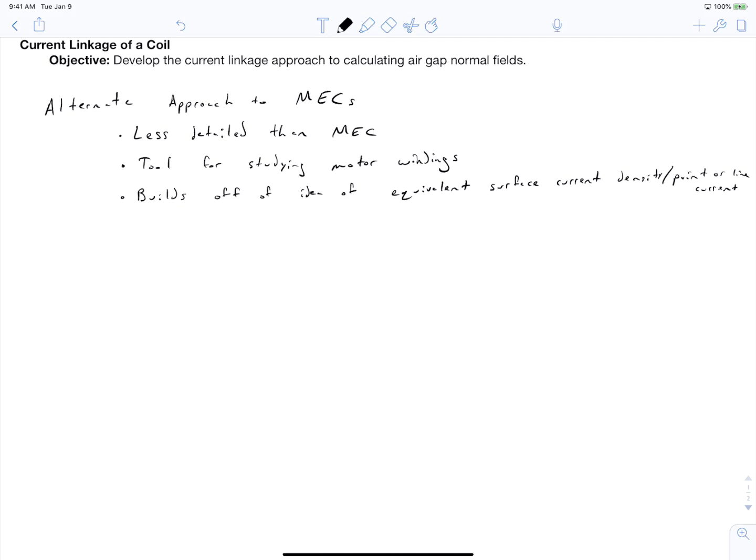This builds off of the idea of an equivalent surface current density, or a point or a line current in the air gap. So we'll consider our stator as this slotless structure with distinct points where we have current coming in and out of the page, and those points are located at the center of a slot opening, which we talked about in a previous video. So we're going to start by sketching a slotless stator with a single coil, and the coil again has two sides, so one side going into the page, one side coming out, and we're going to calculate the H field in our air gap.